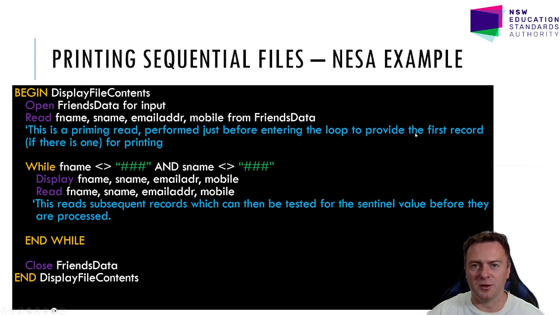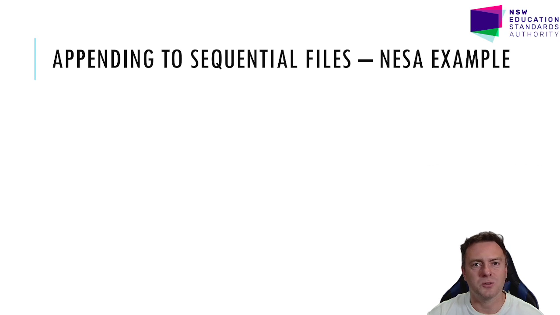Then just before entering the loop to provide the first record, if there is one, then while fname is not equal to hash hash hash and sname is not equal, so this symbol here, when you do less than or greater than, that means not equal in NESA pseudocode, display fname, sname, email address, mobile, and then we read the fname, sname, email address, and mobile. This reads the subsequent records, which can then be tested for a sentinel value before they are processed, and then end the while. Close the friends data, and then end display file contents. So this is a neat little way that will go through every single row inside of your text file and output the names.